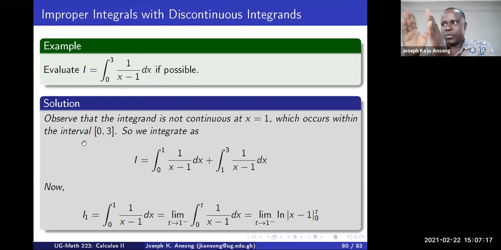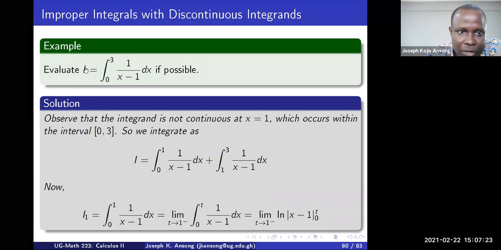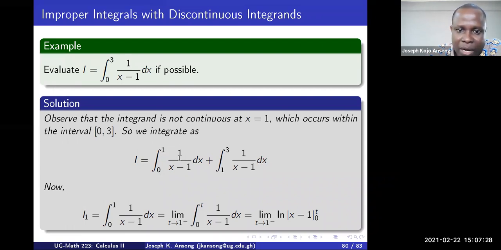You split it into these individual ones. So let I be equal to the integral from 0 to 1, because it blows up at 1, of 1 over x minus 1 dx, plus the integral from 1 to 3 of the function. Now we know how to deal with these ones. So we're going to do this first, and then we'll do this one.